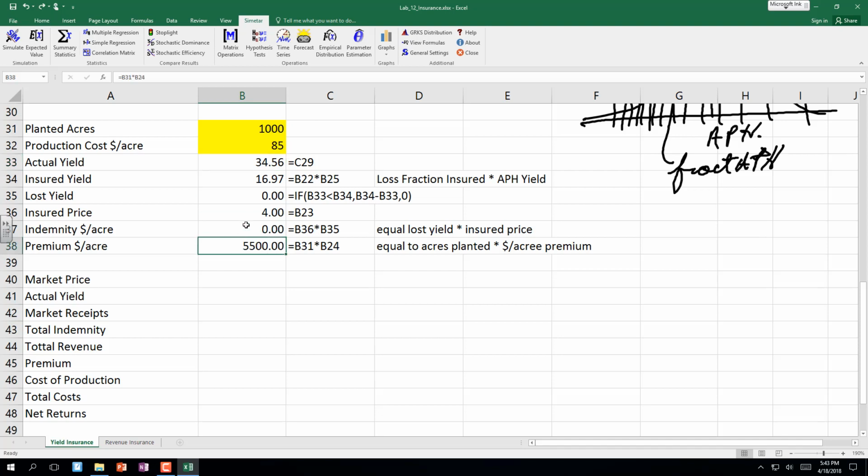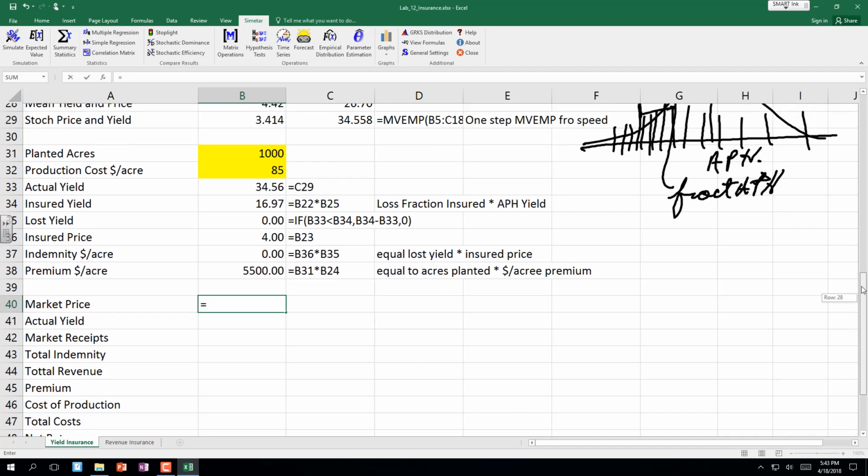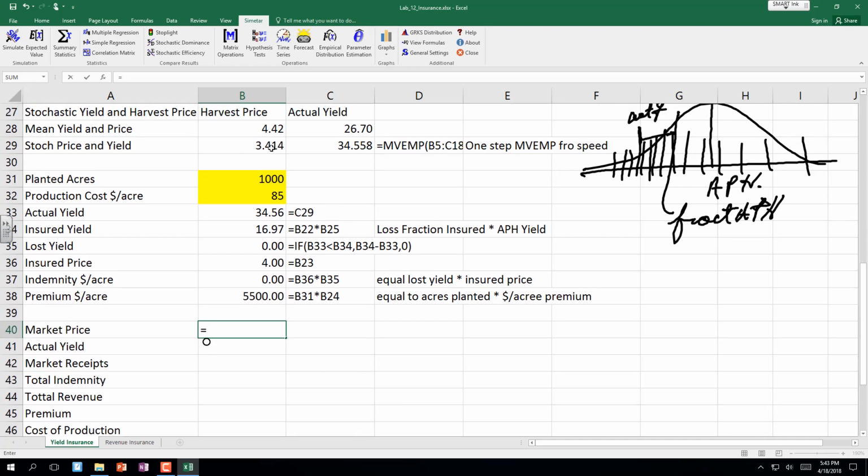You have $5,000. Now, this is the indemnity per acre. Now let's start trying to find total revenue so we can look at net return. So our market price is equal to this number up here, stochastic price for right now. And I'm going to go back to expected value so we can compare what we're doing. We've got our actual yield. That's the same numbers we had before.